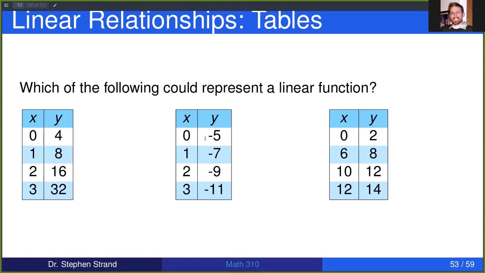The middle function, we can see the change in y is -2 each time, and the change in x is 1 each time. And so that does represent a constant ratio. So this one could represent a linear function with the data we have here.